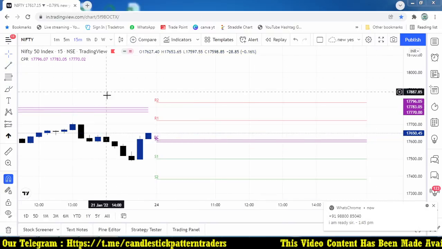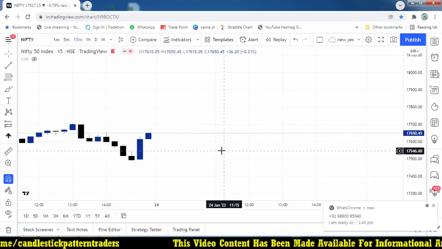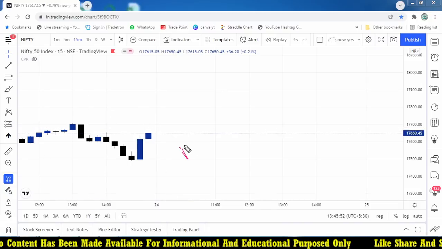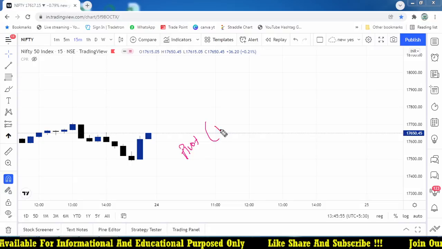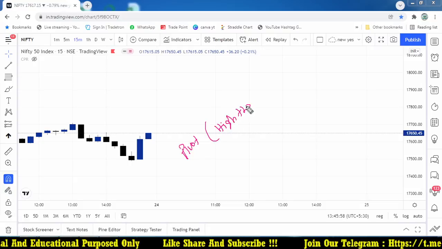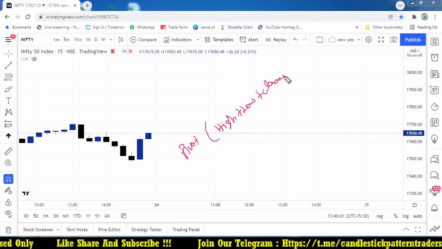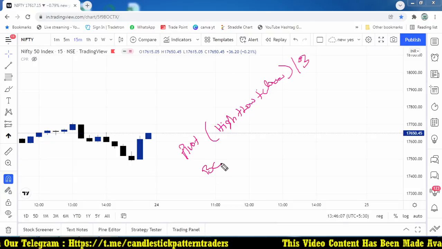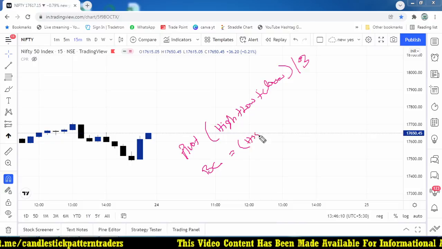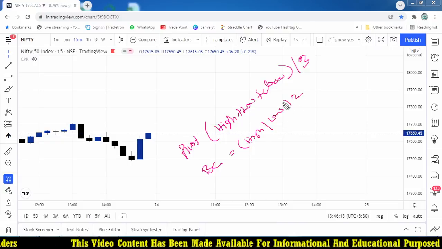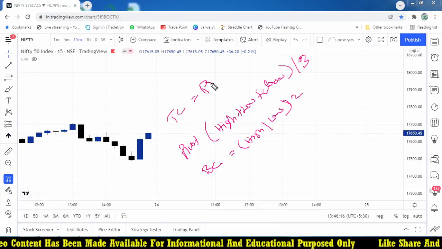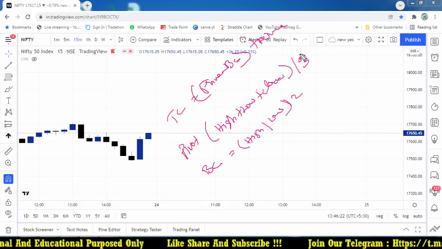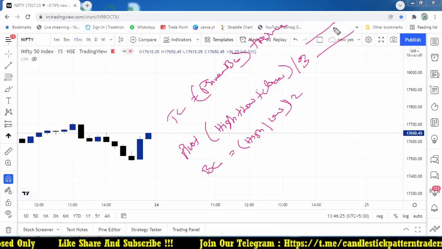Just simply we are going to make the CPR levels. I will show you the formulas, how I'm going to apply them here. Again, pivot is nothing but the previous day high plus low plus close divided by 3, and BC is another important one. So here, high plus low divided by 2, and TC is pivot minus BC plus pivot. These are the levels we get from these three lines, known as pivot, TC and BC.